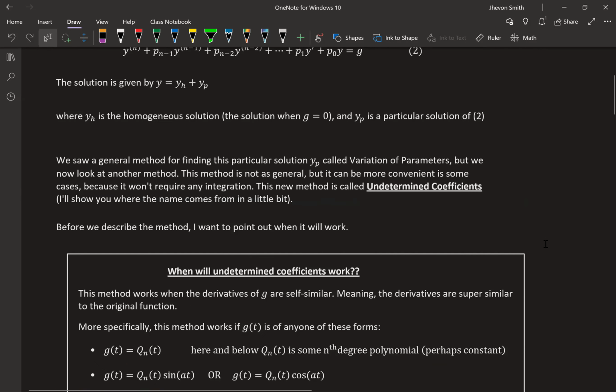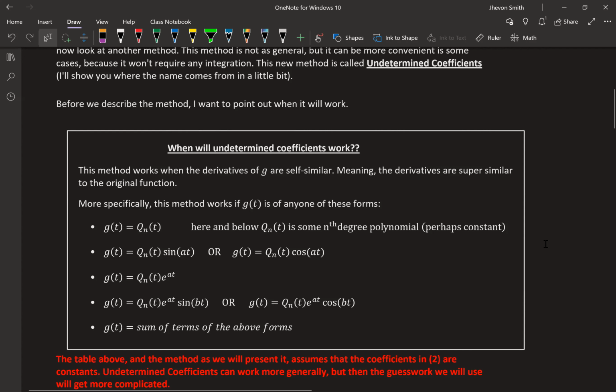And I'll explain to you why it's called undetermined coefficients in a little bit, but for now, let's get a little bit more specific. What do I mean by G is self-similar with its derivative? Well, that means G specifically is one of these classes of functions. It's either going to be a polynomial, or a polynomial times a sine function, or a polynomial times a cosine function, or a polynomial times an exponential function, or a polynomial times an exponential times a sine, or a polynomial times an exponential times a cosine. Or potentially, it can be a sum of a bunch of these different types of functions.